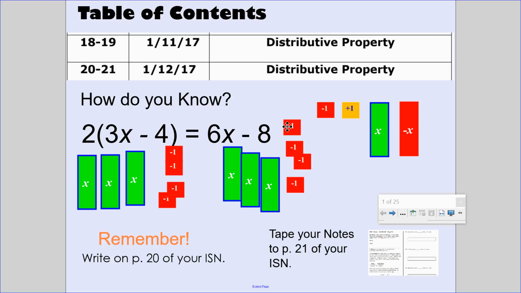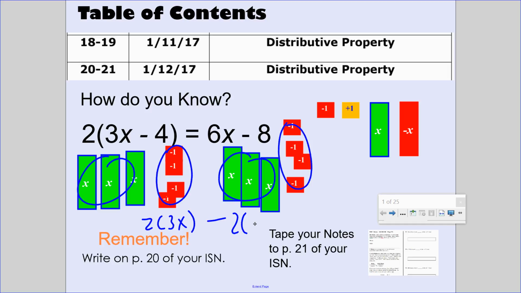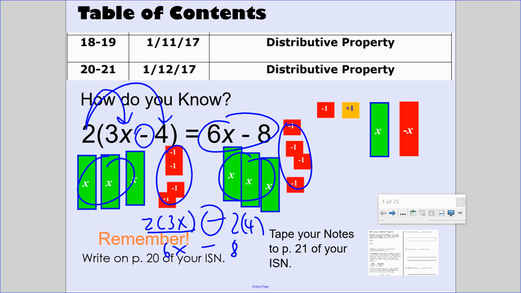So here's my pen. I see 2 groups of 3x minus, and I see 2 groups of 1, 2, 3, 4. So what is 2 groups of 3x? 6x minus 2 times 4 is 8. That is equivalent. I could have done it this way. I think this is faster, more mathematically. 2 times the quantity of 3x is 2 times 3x minus 2 times 4.